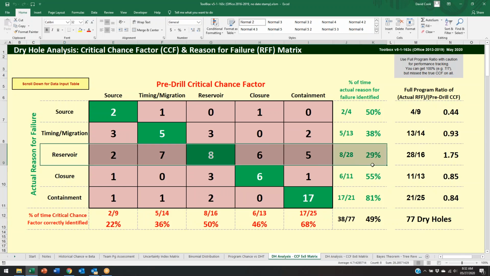Contrast that with the reservoir here. There were 28 wells that failed for reservoir, but only 8 of those were actually predicted as having reservoir as the lowest chance of success. So we did a poorer job of recognizing that reservoir was a problem in these 28 dry holes. If there is some technology that can be brought to bear to better understand that, then hopefully we could improve our recognition of where reservoir was a potential problem.